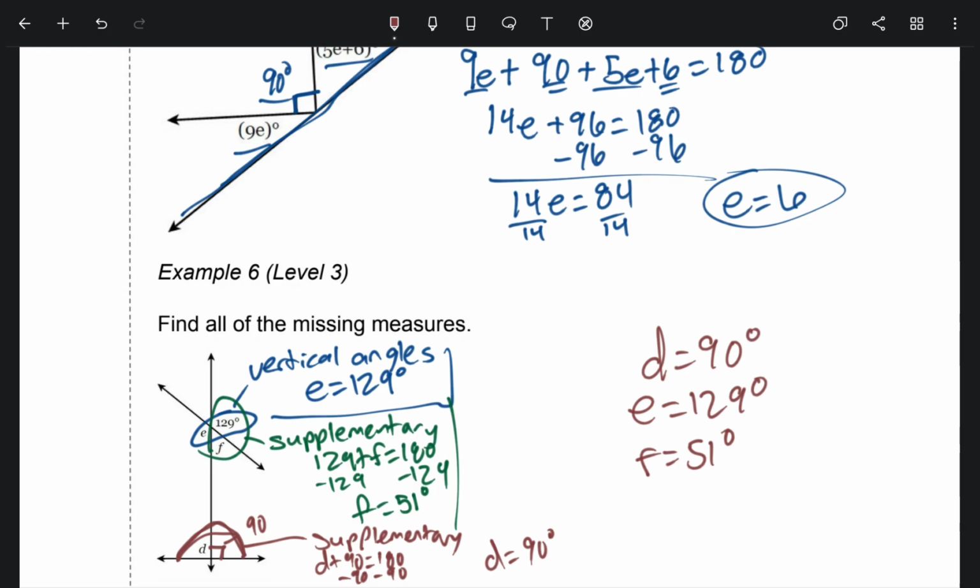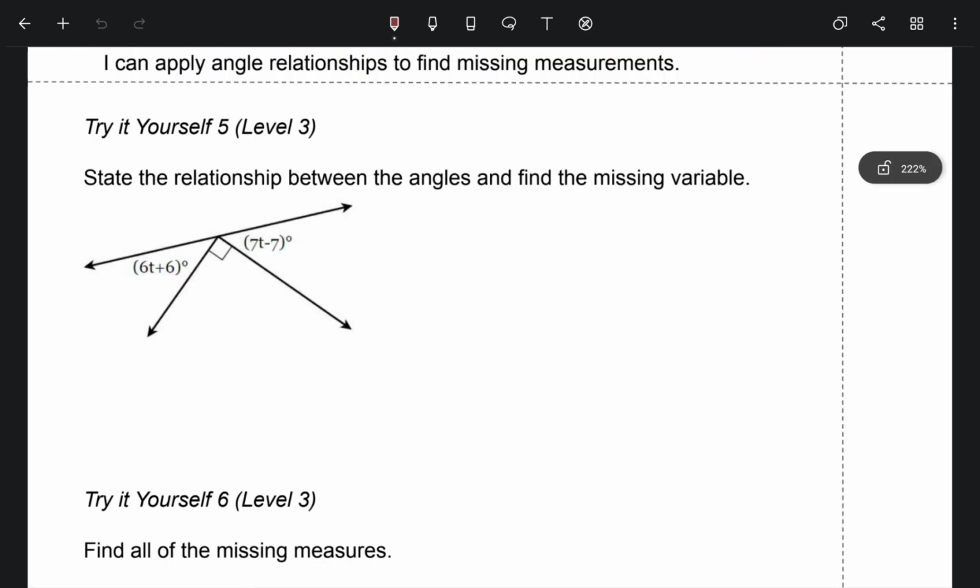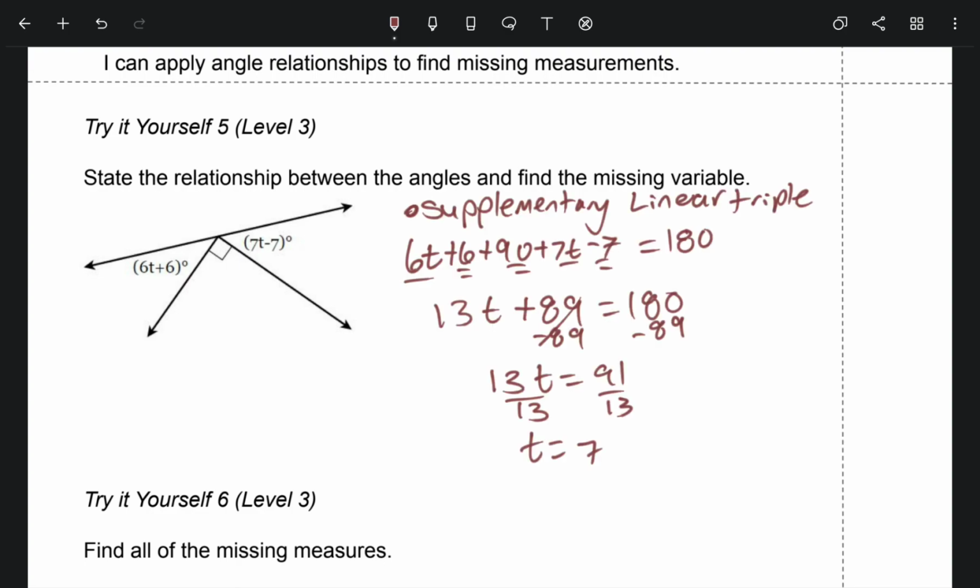Pause the video if needed. Now here's the try it yourself 5 for level 3. Go ahead, pause the video if you need to, and I will be giving you the solution in 3, 2, 1. Here you go.